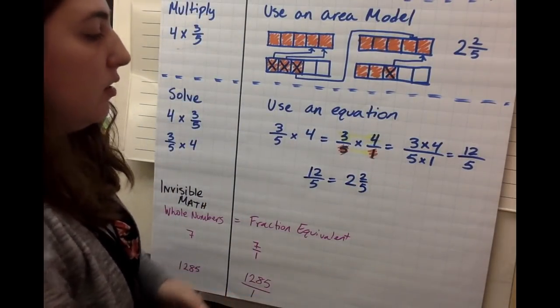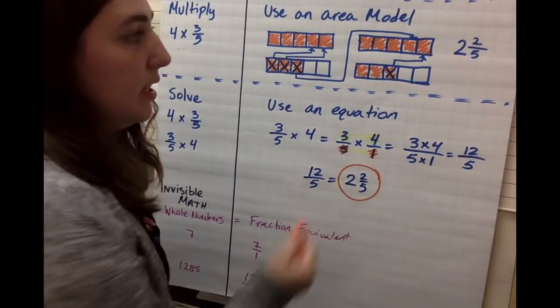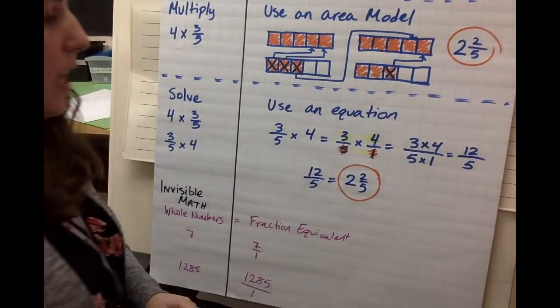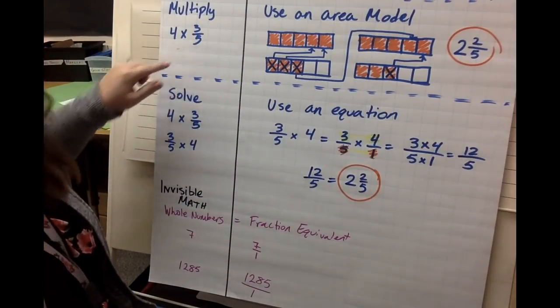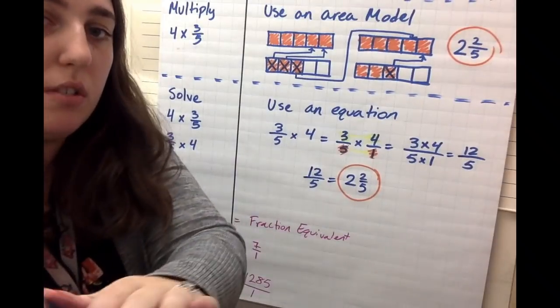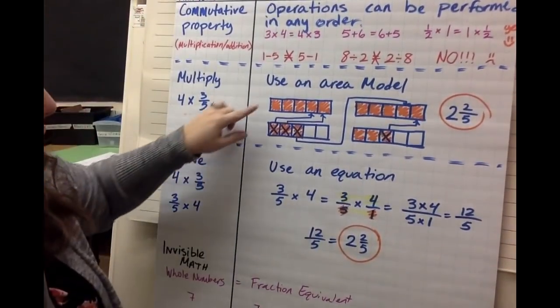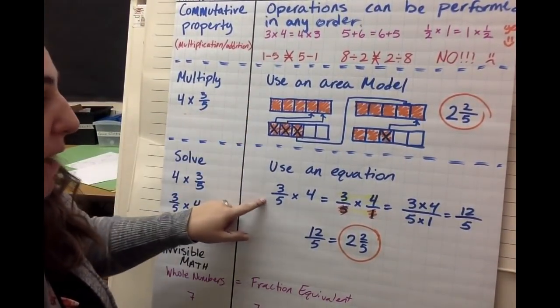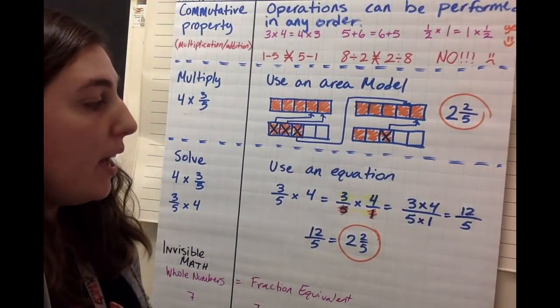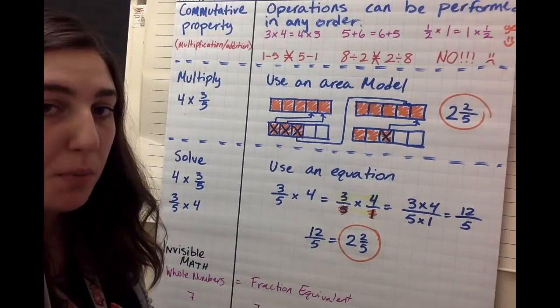And if you notice, this answer is the same as our answer up here. Okay, so we solved 4 times 3/5 2 different ways, so you have 2 different strategies. You have using an area model, and you have using an equation. You choose how you want to solve the practice problems moving forward.